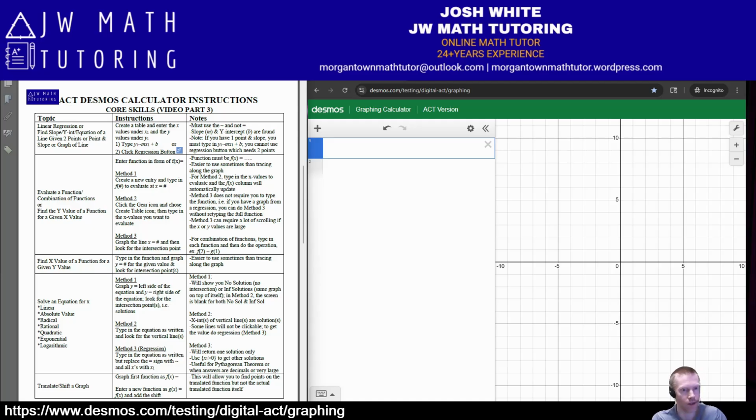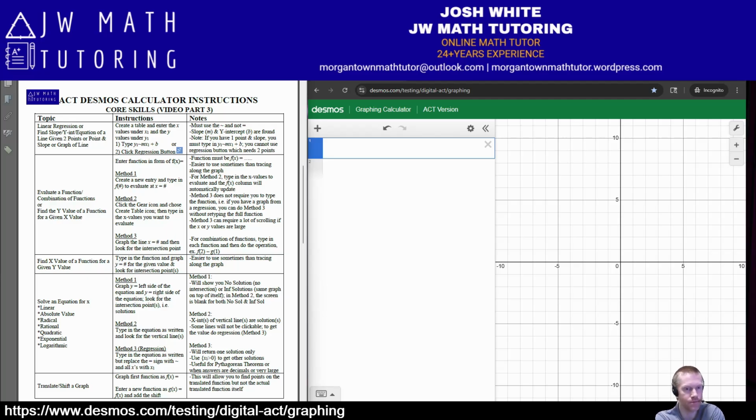Okay, so one other thing I mentioned earlier is finding a value of a function for a given y value. This is basically a problem where it gives you what the function is equal to, or it gives you the y value. It wants to know what is the x when this happens, essentially.